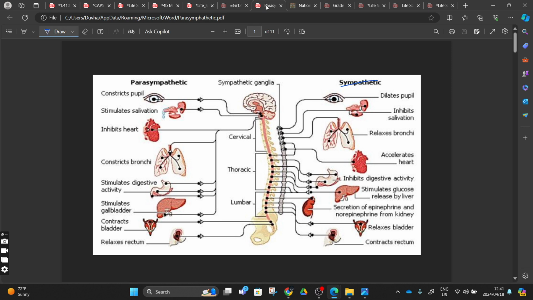We have a sympathetic here, right, and parasympathetic here, right? So this is what is happening with your nervous system. This will be your central nervous system. As I have said, the message has to go to the central nervous system, and the message has to come out of the central nervous system.